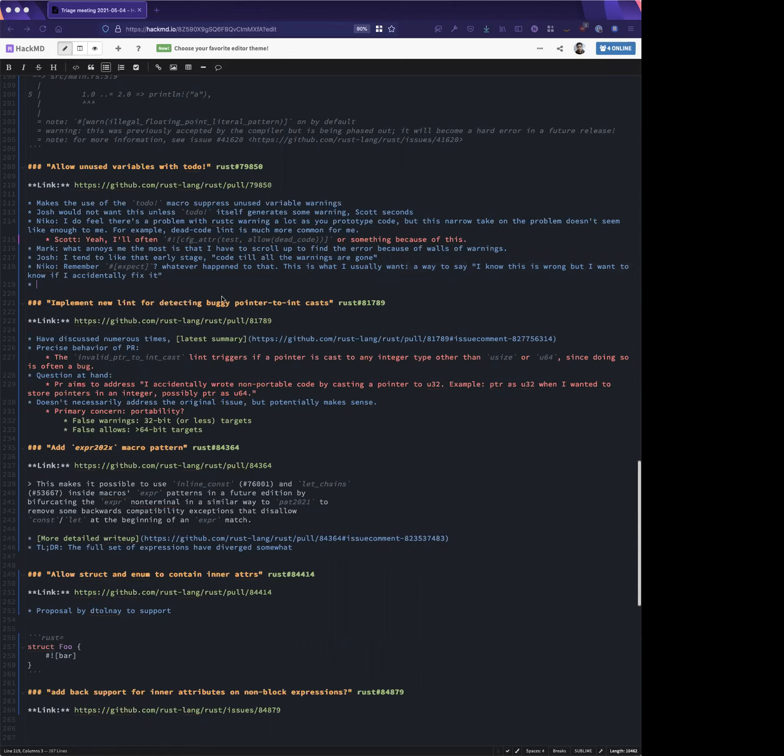And they can put expect unused variables on their function. Would someone care to take an action item to track down the expect RFC and point people to it?